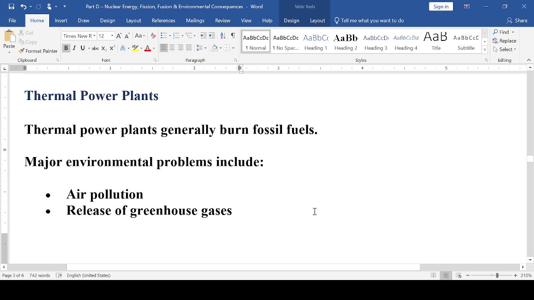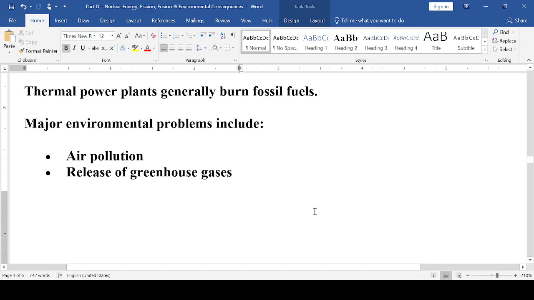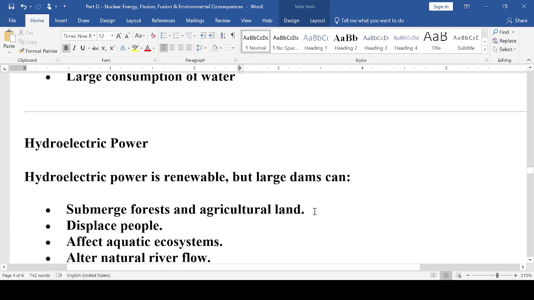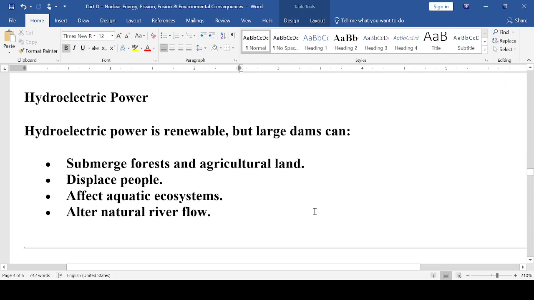Now thermal power plants. Thermal power plants generally burn fossil fuels. Major environmental problems include again air pollution and release of greenhouse gases. Along with that, production of ash and large consumption of water. Next comes hydroelectric power. What is this?